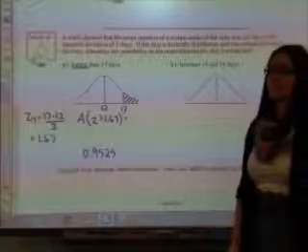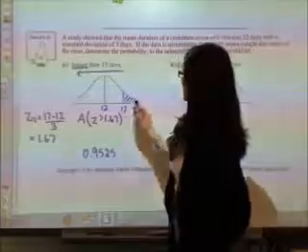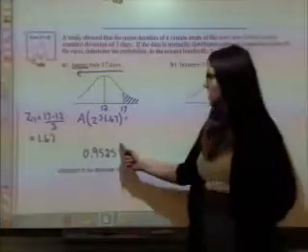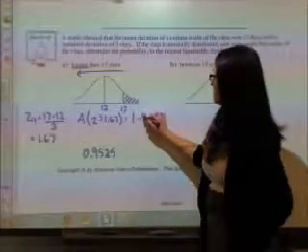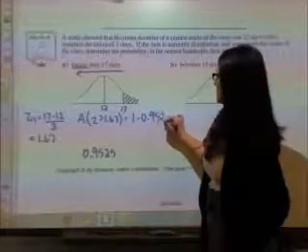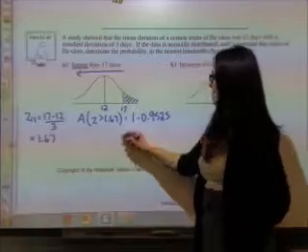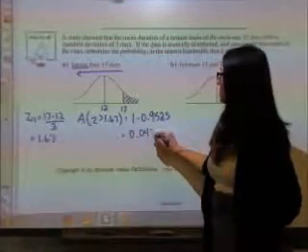Your whole area to your left. So it's from this point to the left. So how do I find out the stuff to the right? Take it away from 100%. From 100%, which as a decimal, 100% would be 1. And what is 1 minus 0.9525? 0.0475.